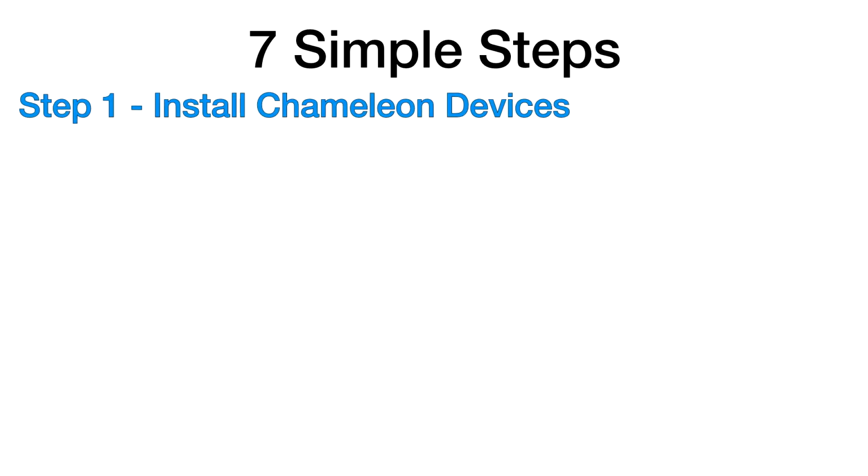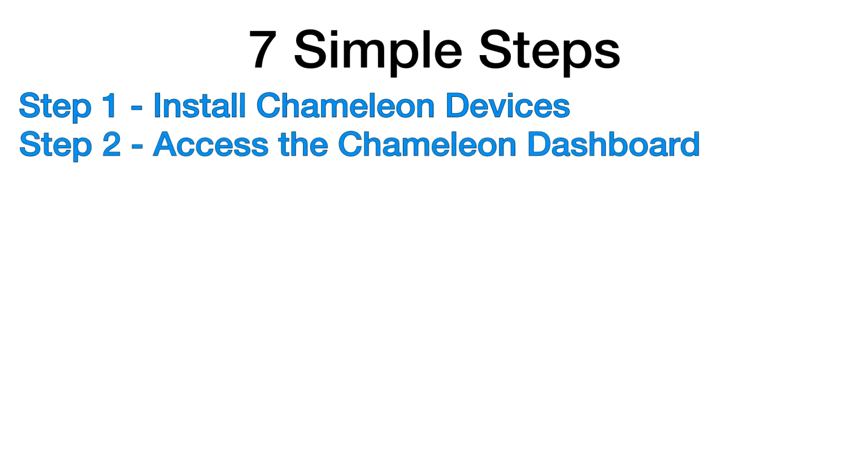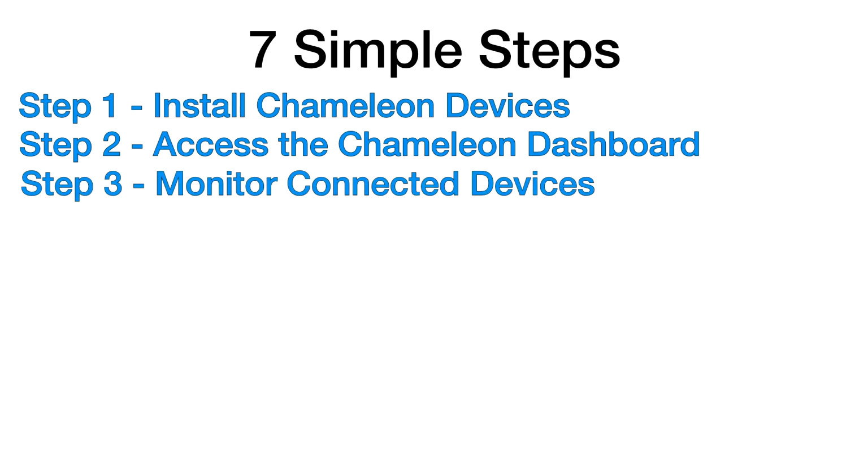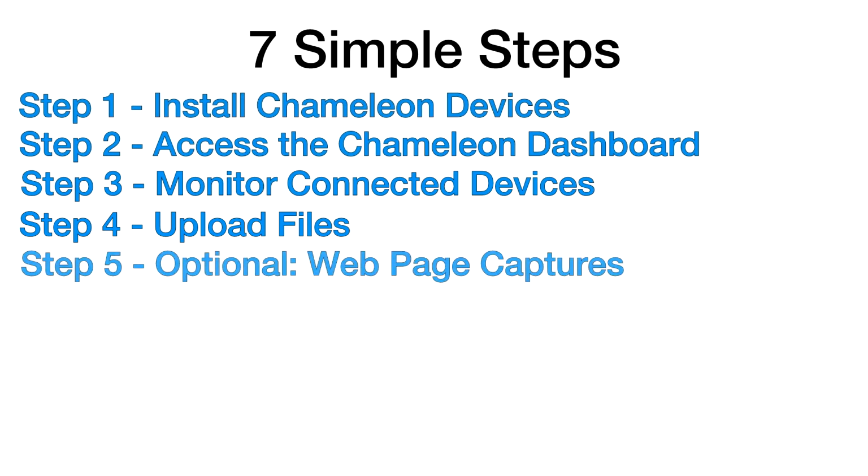Install devices, ensuring that they have power and internet connections. Open a web browser and log into the Chameleon dashboard to configure devices. View a list of your devices, confirming that each is connected to the dashboard. Upload graphic files or videos to be displayed. Optionally, set up web page captures, such as local news or weather.